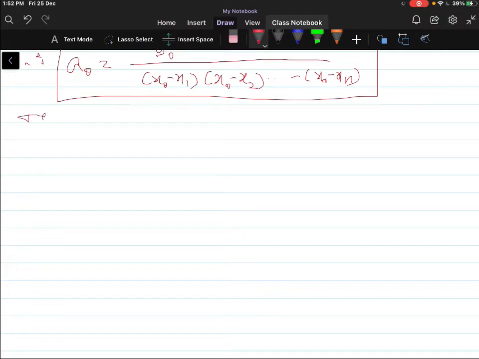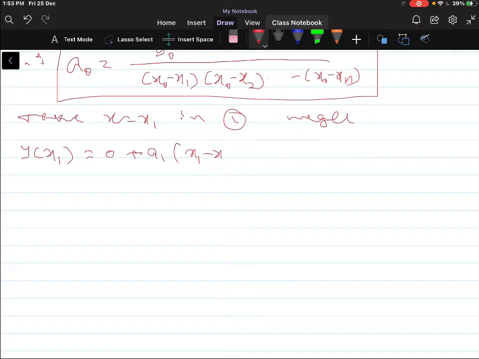Similarly, we can find out the value of a1 by taking x equal to x1 in equation 1. We get y of x1 is equal to a naught term 0, plus a1 into x1 minus x naught, x1 minus x2 and so on, x1 minus xn, and the further terms are 0.